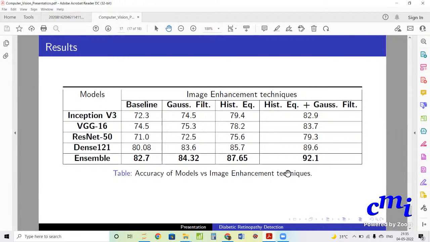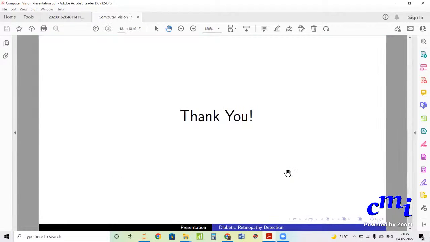So definitely there are better architectures maybe to detect diabetic retinopathy, and we hope that we can find such methods and use other image enhancement techniques which can outperform the current ones and give us better results. That's the end of our presentation.